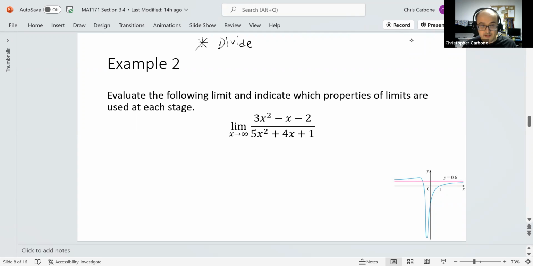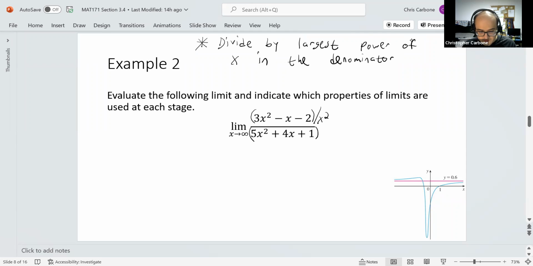Before actually evaluating this limit, we are going to divide both the numerator and denominator by the largest power of x in the denominator. So in this case, we're going to divide by x squared due to the denominator. So let me physically write those.